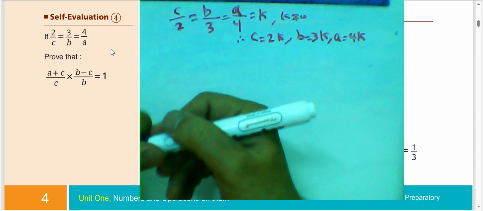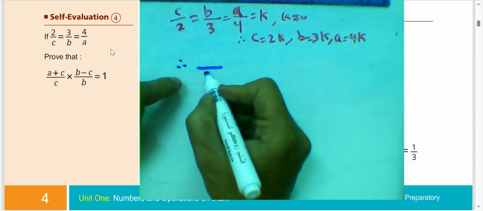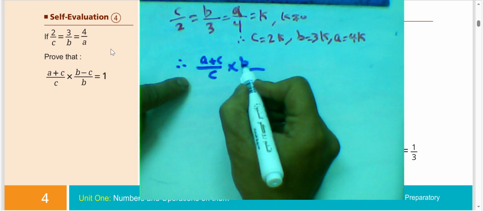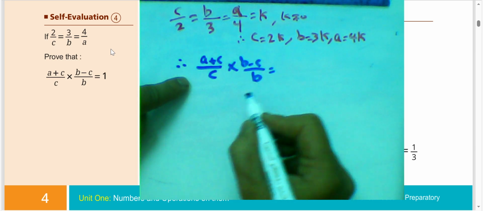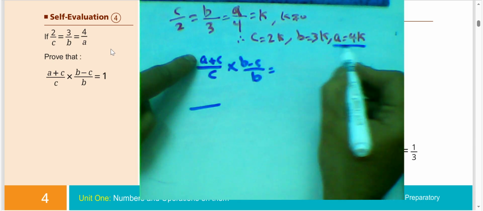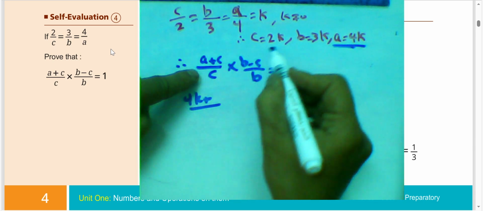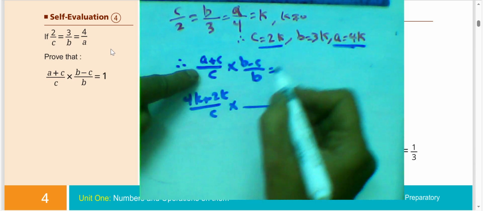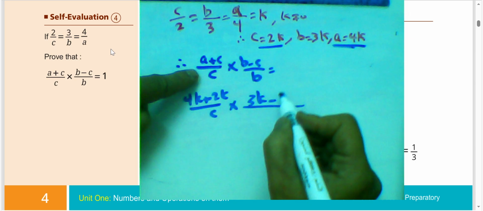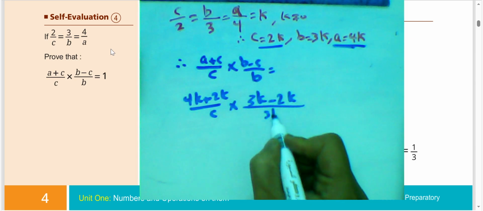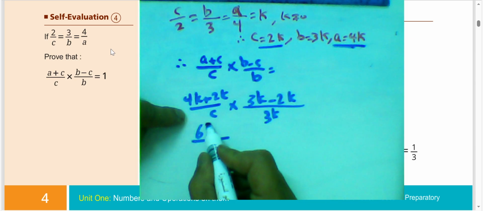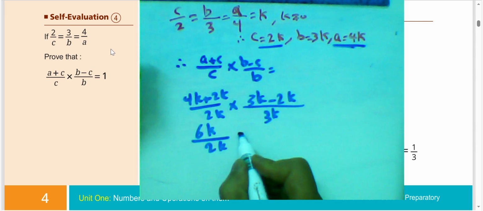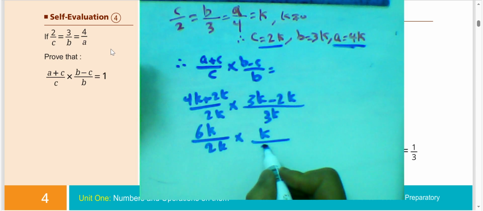Okay, then we have in the example (a + c)/c times (b − c)/b equals what? We can put here the value of a was 4k, the value of c equals 2k over c, product by b subtract c, b was 3k, subtract c was 2k, over b was 3k. Then 4 plus 2 equals 6, 6k over c was 2k, right, 2k down, and up here 3k minus 2k equals k, 3k down.